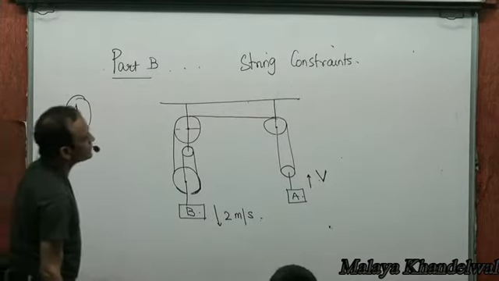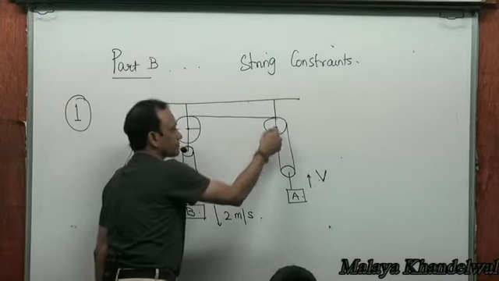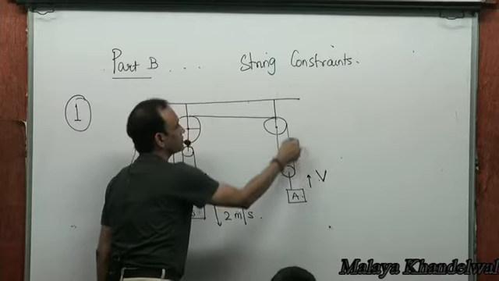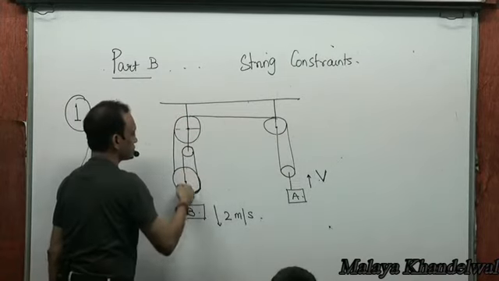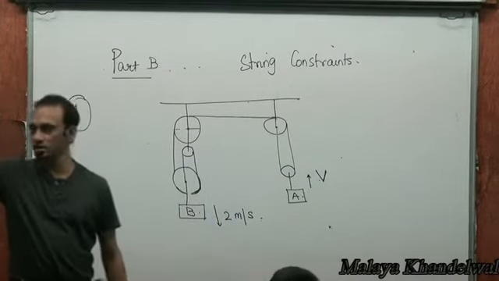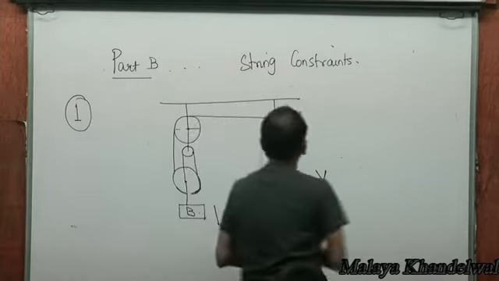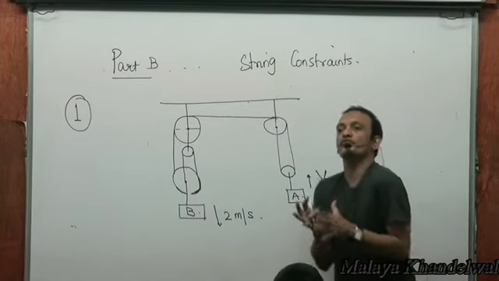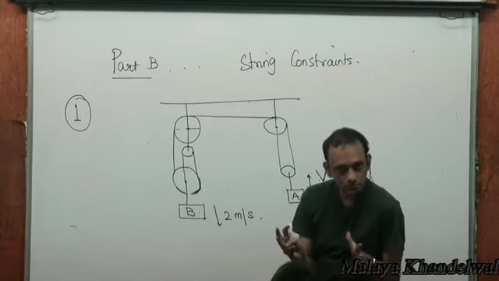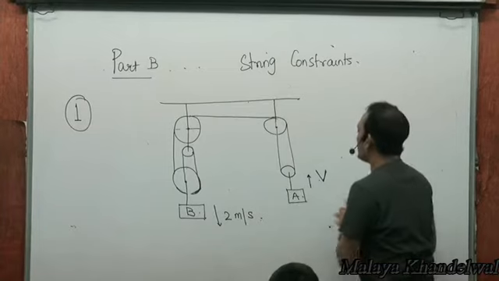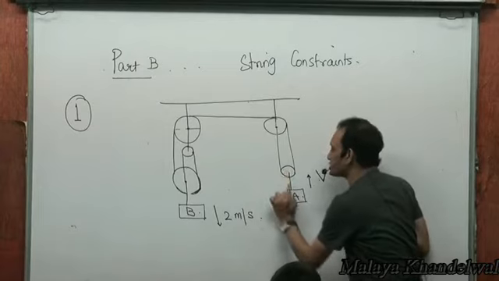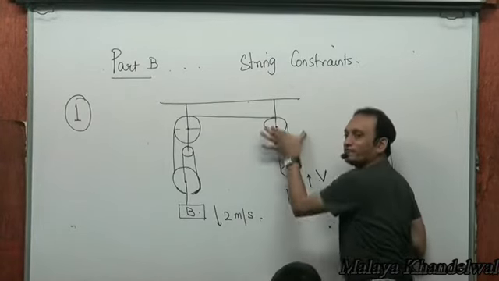Now, essentially then, this is the string. Starting from this, and this. Single string, isn't it? And I want to be able to mark the nodes and traverse the string and apply the string constraint like I did in the previous class. Right? Okay. Now if this block A is moving up with a velocity V, then this pulley, which is integral with this block, is also moving up with a velocity V?